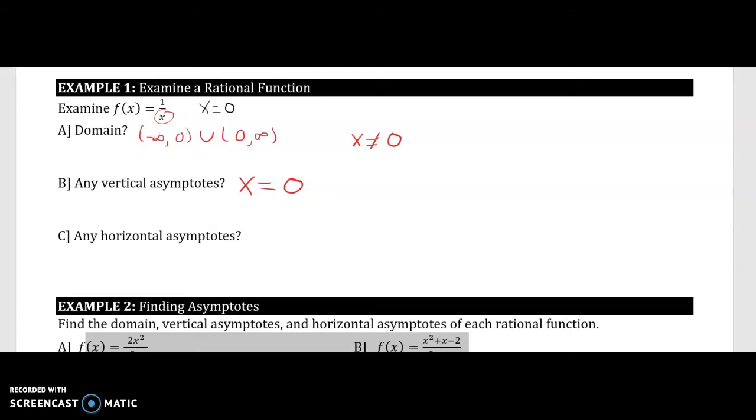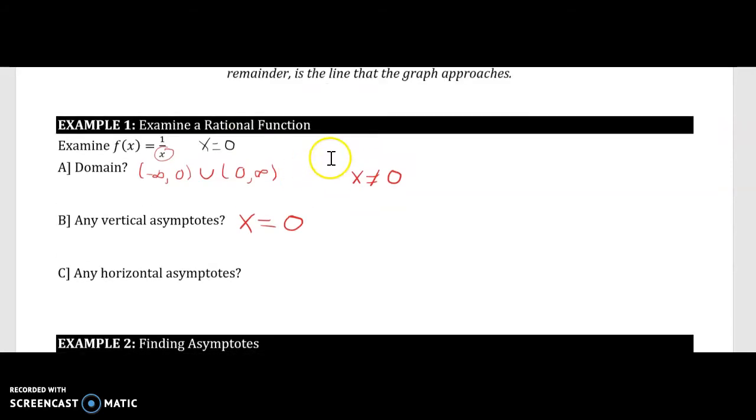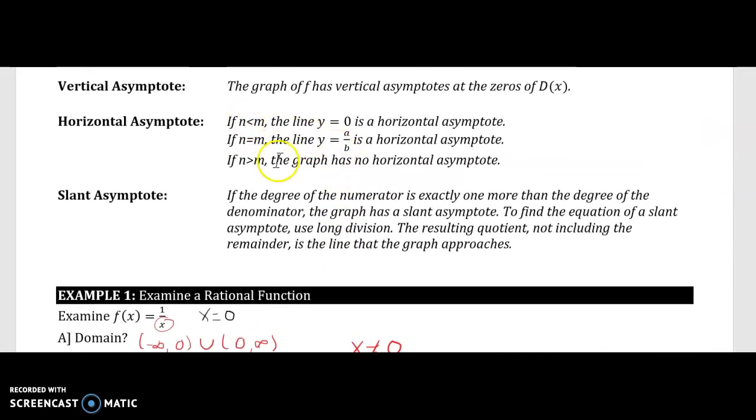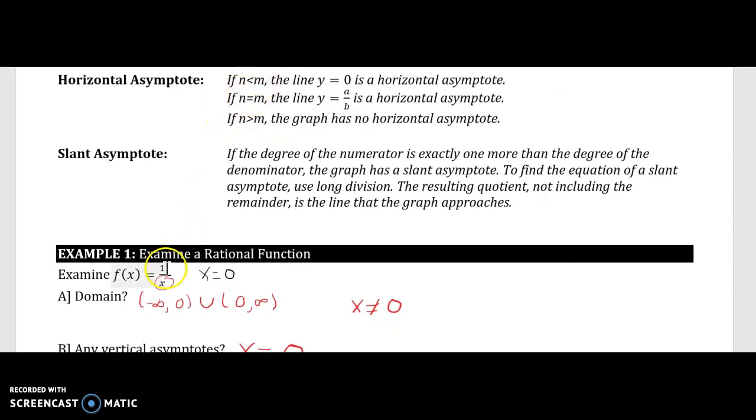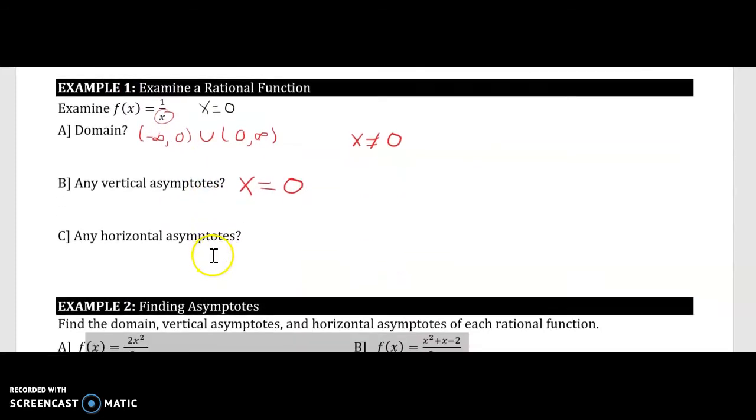Now with horizontal asymptotes, there's 3 possible scenarios. I know this is a little confusing to see, but you look at the powers on the top and the bottom. When the power on the top is bigger, you have no horizontal, then you have to look for a slant. If the powers are the same, you make a fraction out of the coefficients. And if the power on top is smaller than the power on the bottom, it's 0. So in this case, the power on the bottom is bigger, so our horizontal is y equals 0.